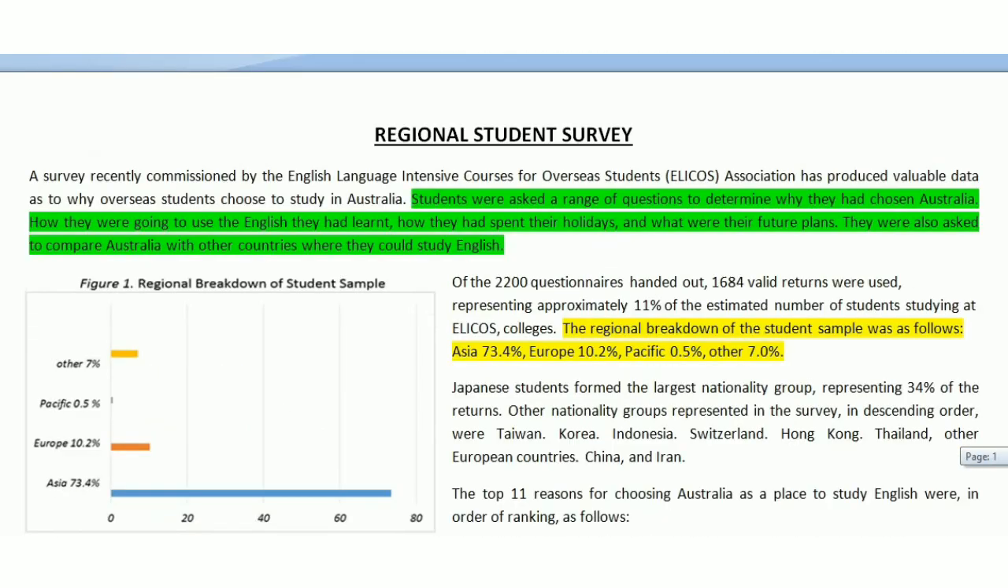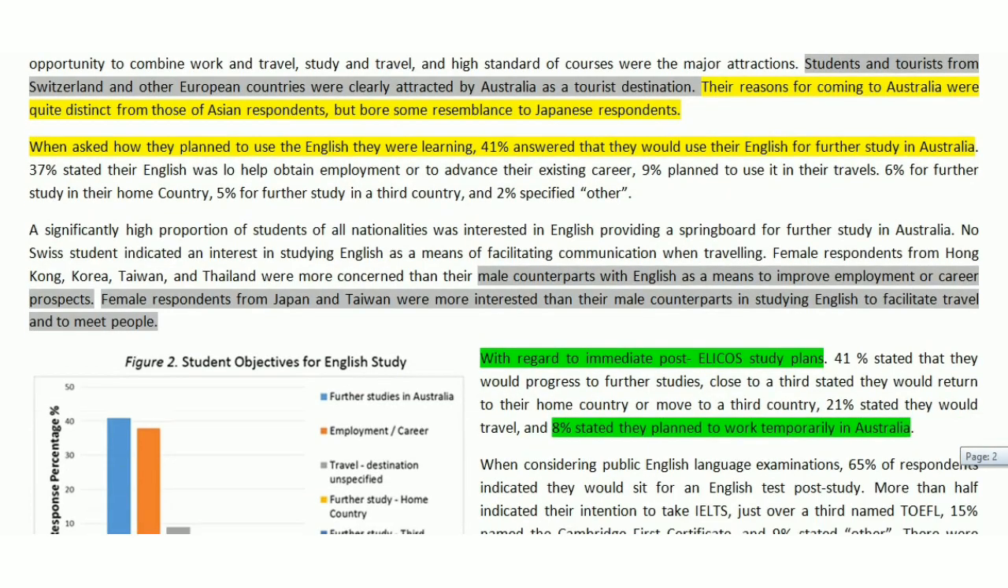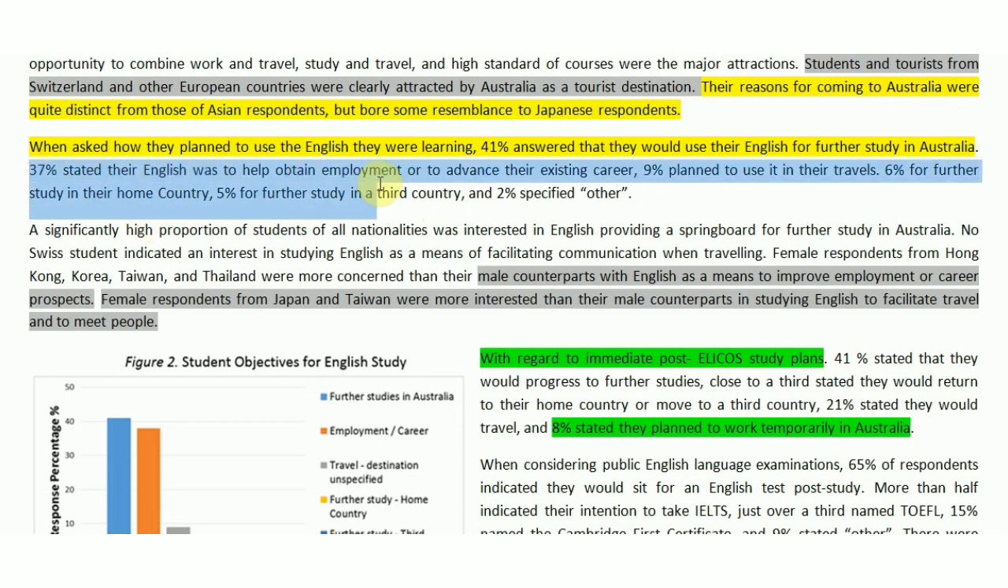They were talking about purposes in this paragraph. Yes, when asked how they planned to use the English. So they were talking about the purpose of using the English that they were learning. The most popular was 41%, who would use their English for further study in Australia. And the second most popular was 37% of students, who stated their English was to help obtain employment or to advance their existing career.